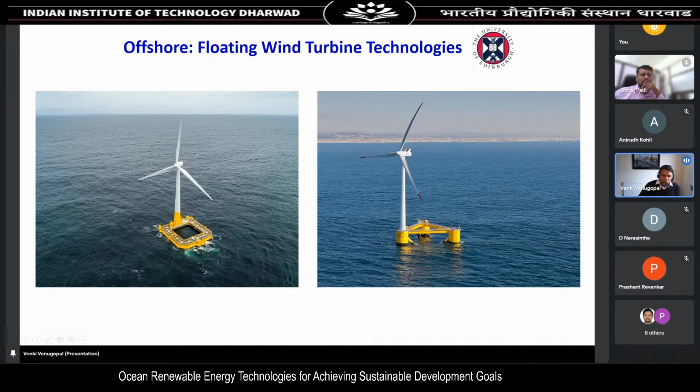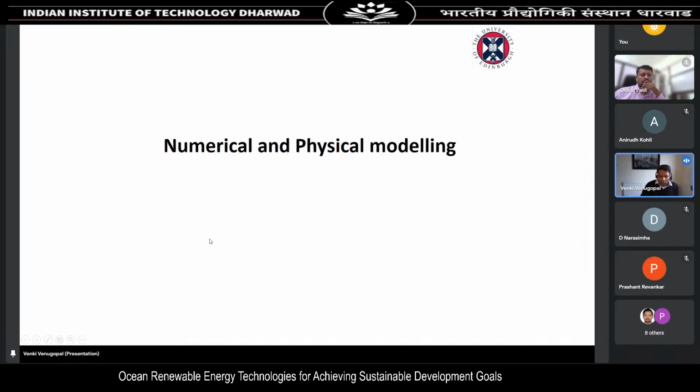Okay, so there are more concepts being developed for deeper waters. One is the semi-sub type and open pool type. The next is about my research. I'm going to quickly run through it.